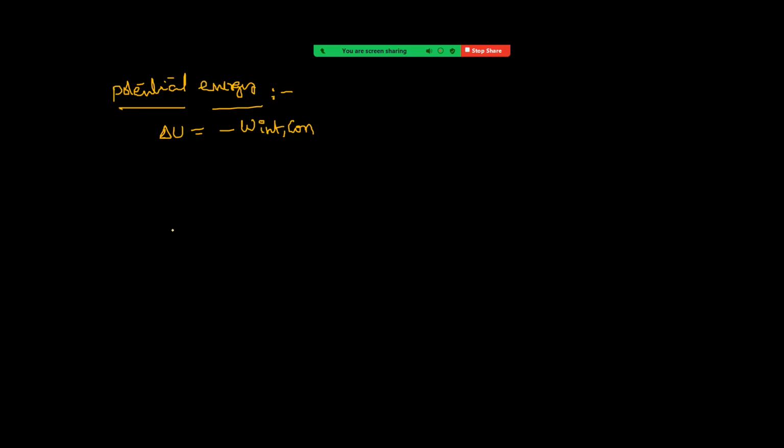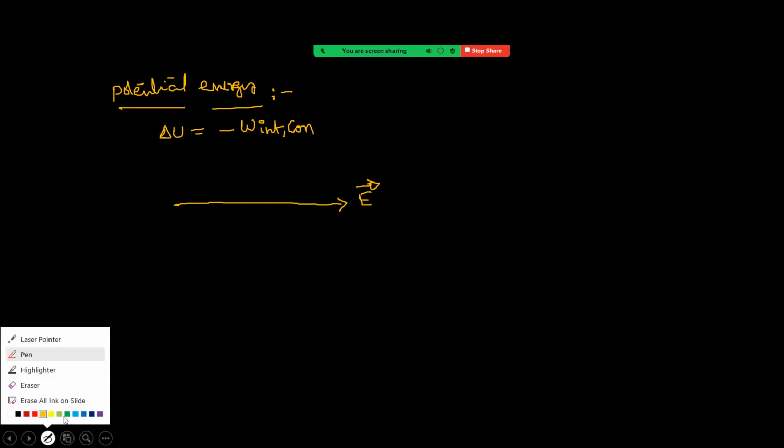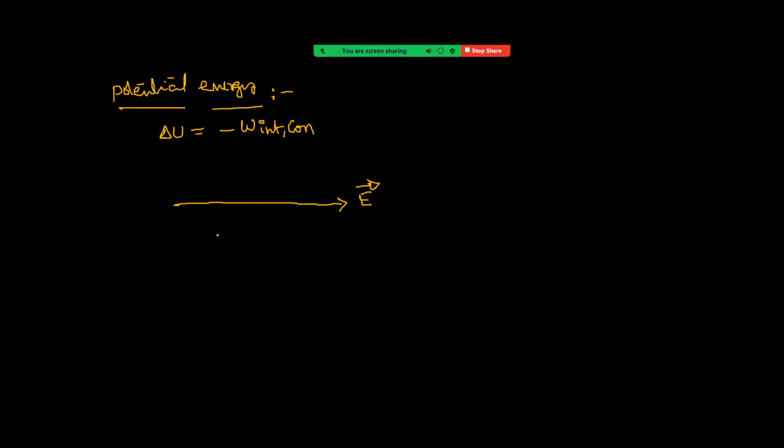So first we have to focus on what the system is. We are now placing a dipole in a uniform electric field. Let us take this as the direction of the electric field. Let us now take the dipole.